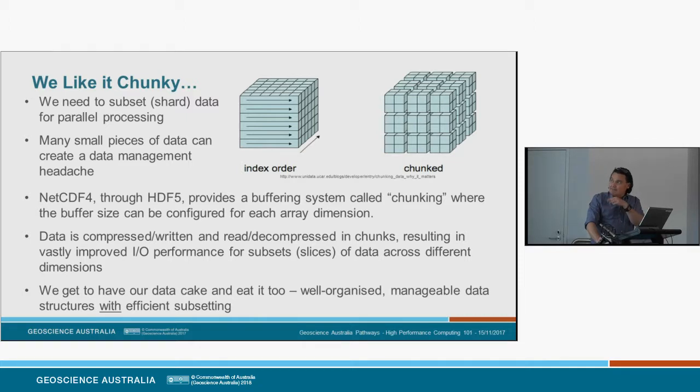Because a lot of the legacy formats are very difficult. It's very difficult to read small subsets out of them. There are computer science reasons involving contiguous storage and striding and so forth, but chunking works very, very well.